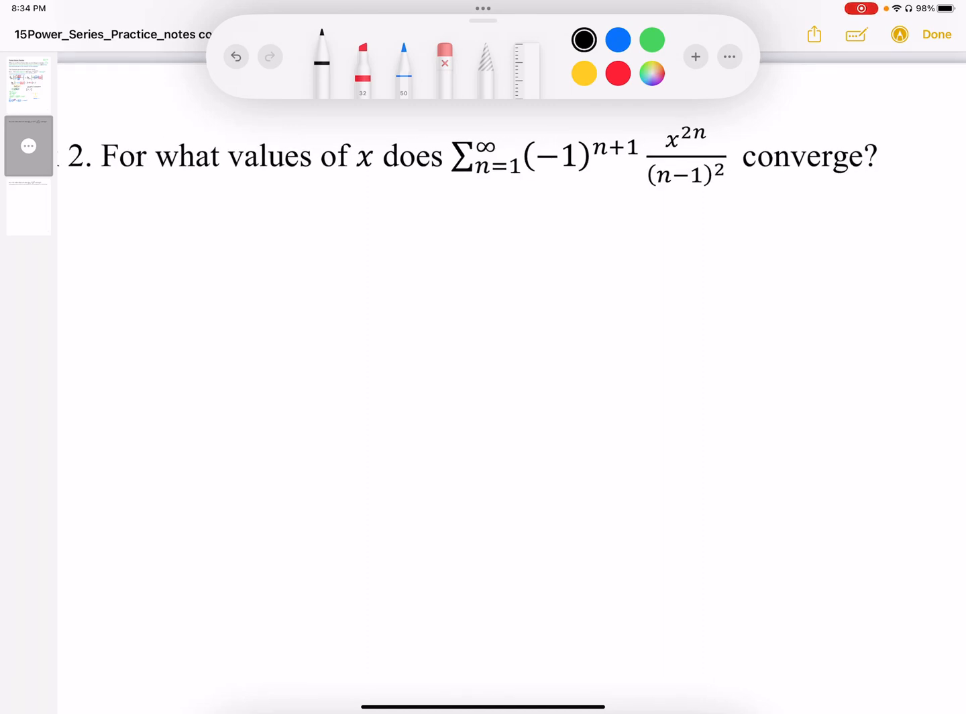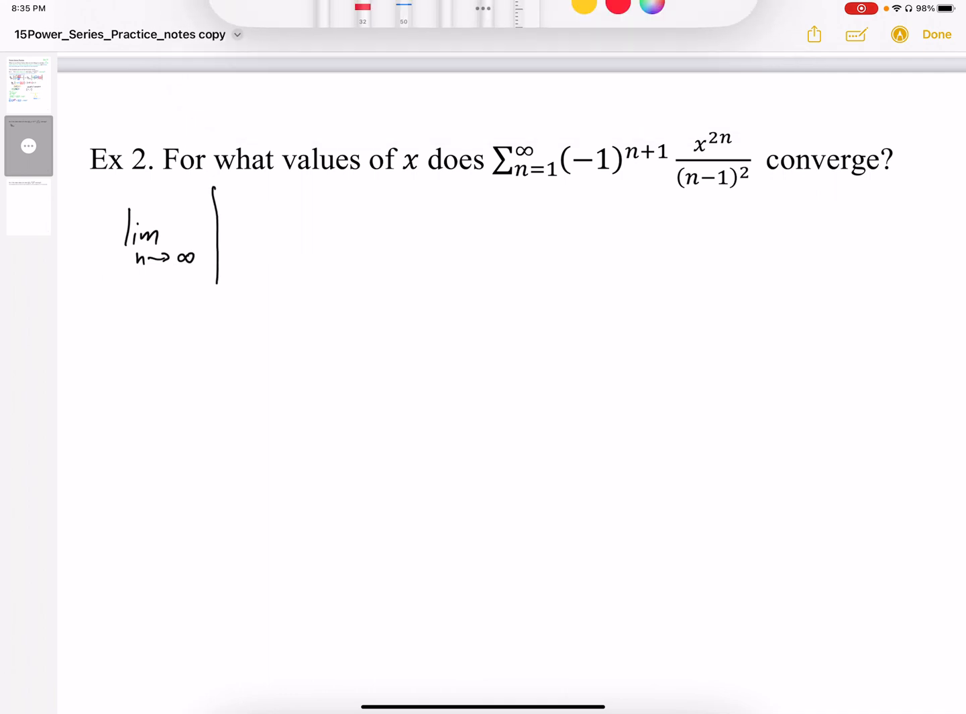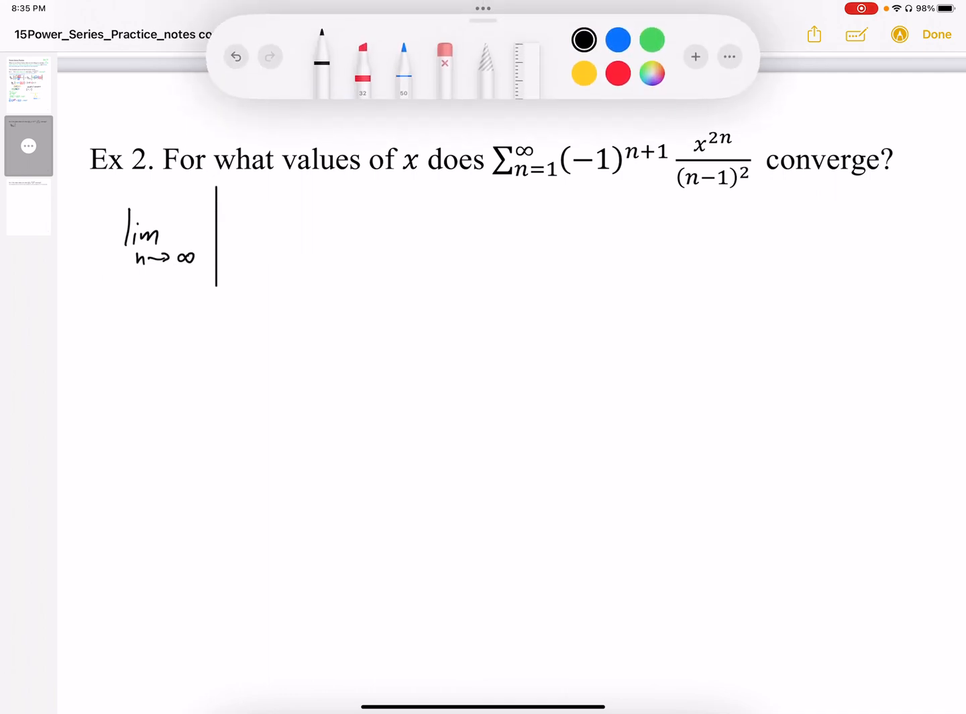This series again is one of the known ones. Even if we don't know what this series is, we're still going to test it, and we're going to find the radius using the ratio test. So I'm going to first of all set up the ratio test: the limit as n goes to infinity of our n plus 1.